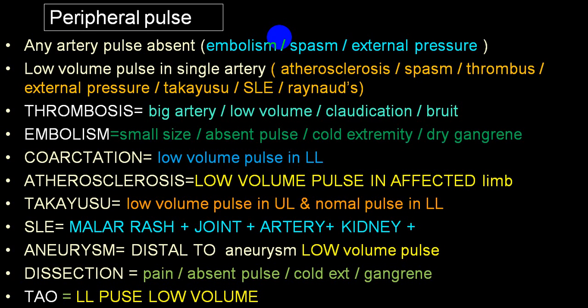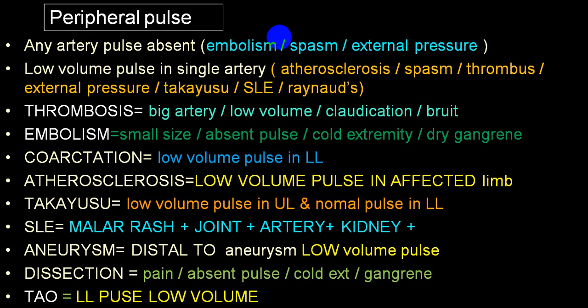Atherosclerosis will produce a low volume pulse in the affected artery, and distal to the atherosclerotic occlusion the pulse volume will be low, blood pressure will be low. Takayasu usually will involve the pulse or arteries of the upper limb and neck. So you will have a low volume pulse in the upper limb, but arteries of the lower limb will not be involved. Hence, in the lower limb the pulse volume will be normal, while pulse in the upper limb and neck blood vessels will be low volume pulse.